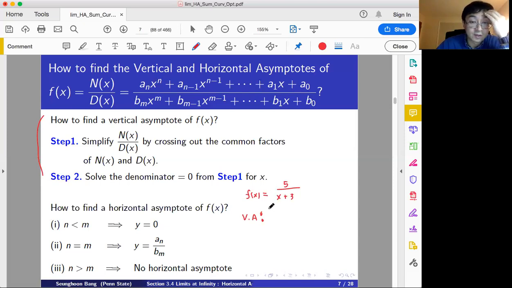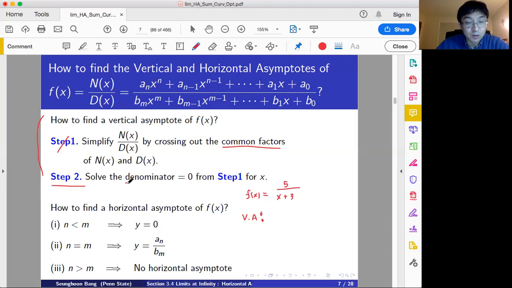So what do you think? What is a vertical asymptote? Here, do we have a common factor or not? In this case, we don't have common factors in the top and the bottom. You have to skip step 1 and go to step 2 directly.